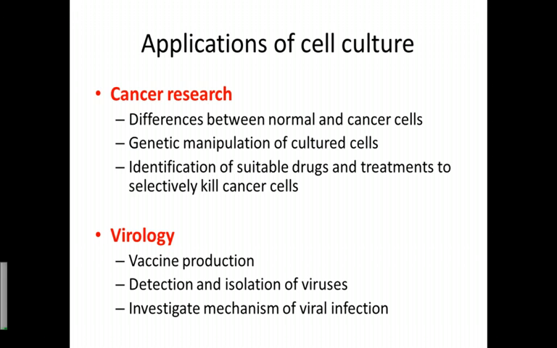We can also use cell lines or cultured cells to identify suitable drugs or treatments that selectively kill these cancer cell lines. Apart from that, it can also be used to produce vaccines, because for example, for viruses, you will need to use cells to culture viruses. Viruses are obligate parasites. That's why they are cultured using cell lines to produce the virus. We can also use cell cultures to detect or isolate viruses and to investigate how viruses actually infect the cells.